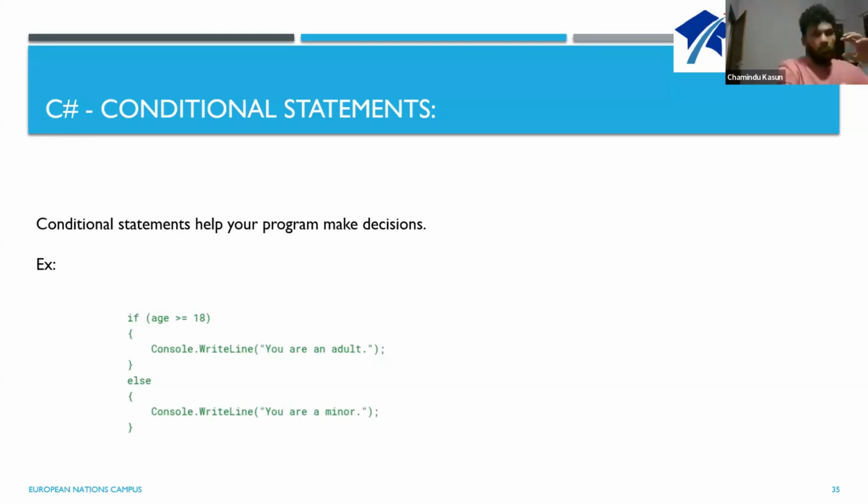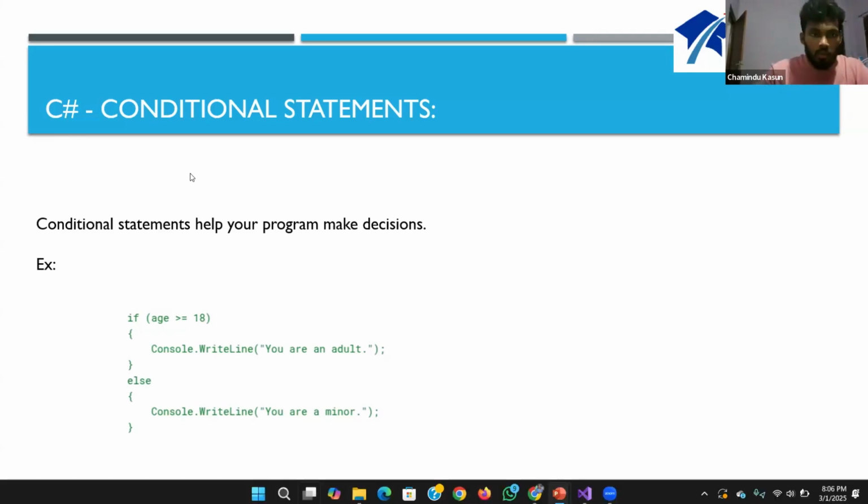So what is a conditional statement? A conditional statement is something where we check whether one condition is true. If this condition is true, we tell the computer, you do this. If it is false, you do this. Right? So let's create another program.